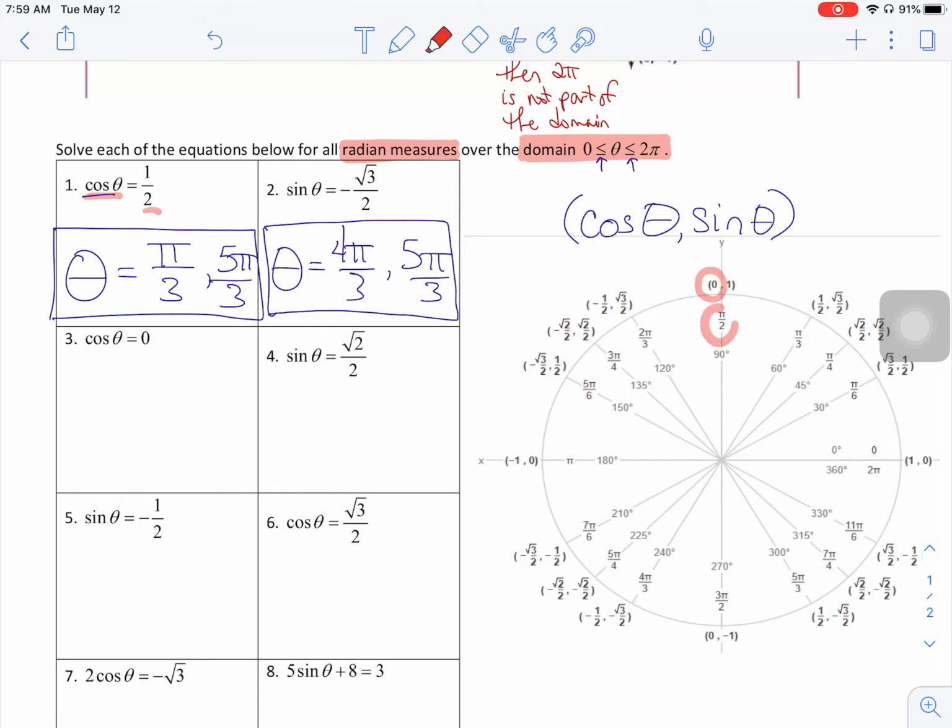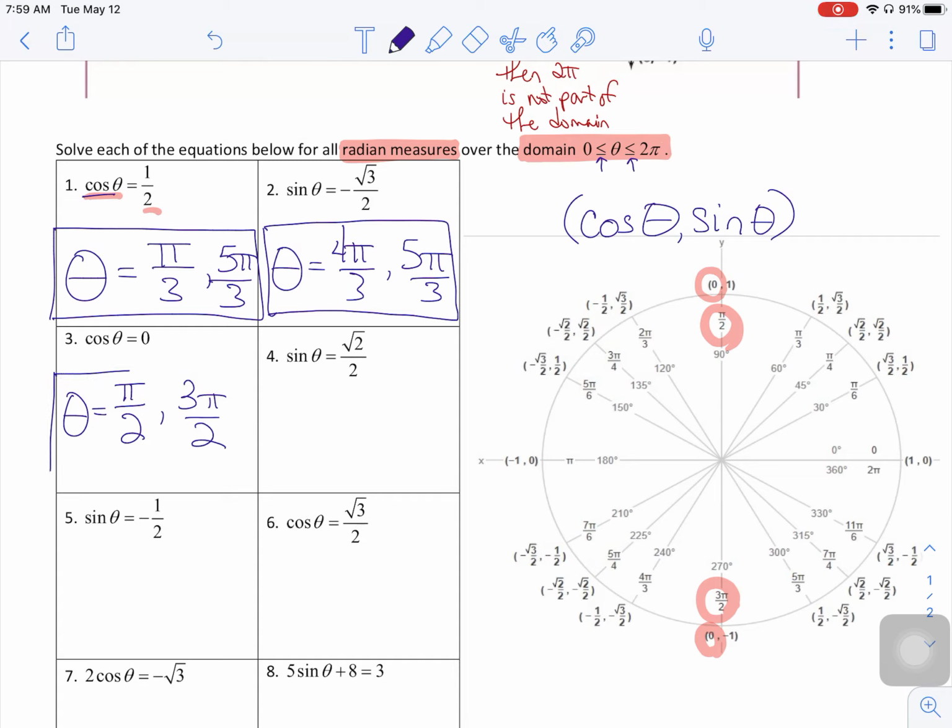So I'm going to keep rolling. Oh, right down here, found another one. Right, there's my x value of 0 at 3 pi over 2. So theta is equal to pi over 2 and 3 pi over 2.